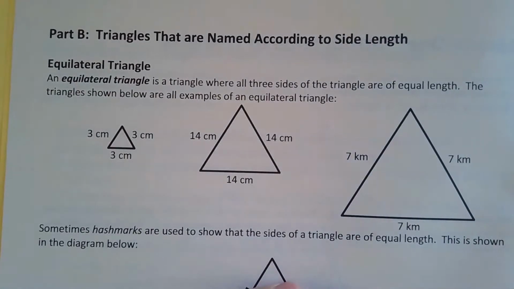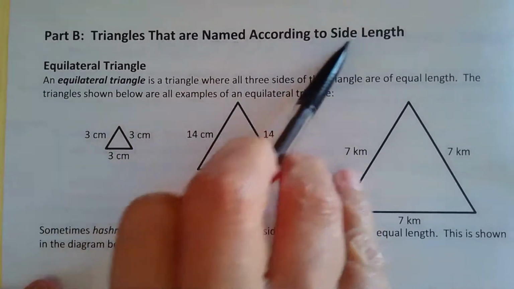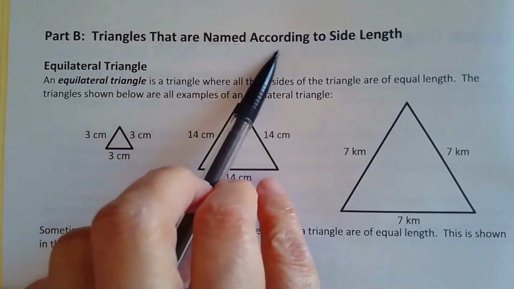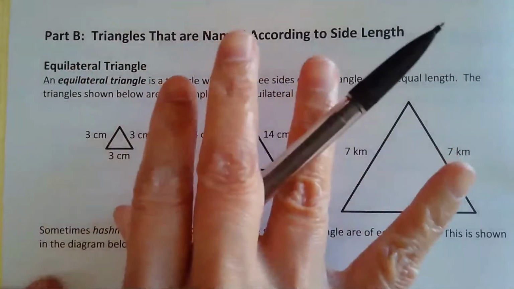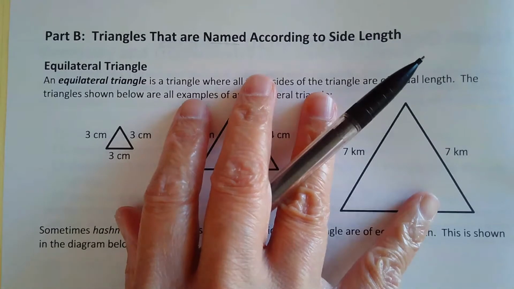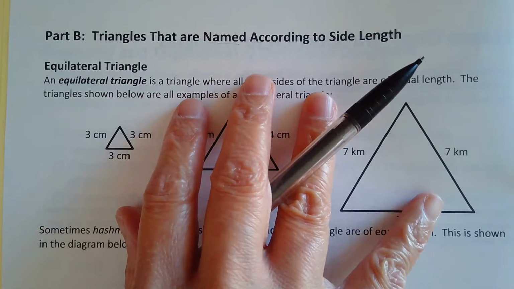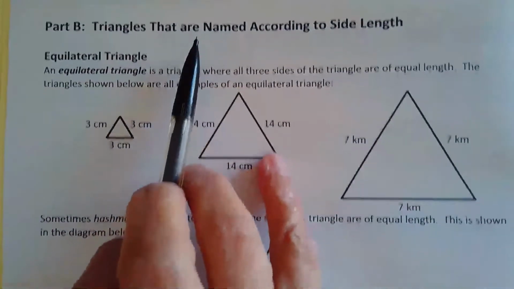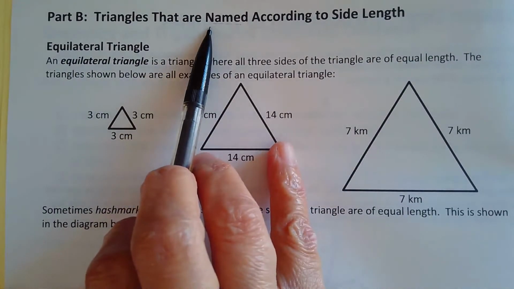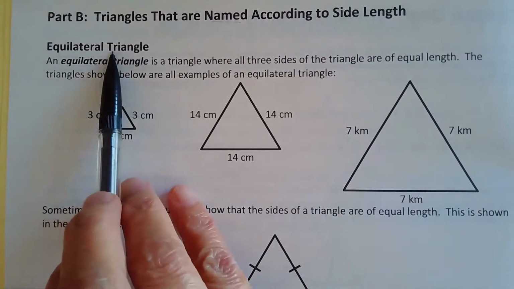Part B looks like this. Triangles that are named according to side length. So all of these things that we're going to talk about are all triangles, but they have a specific name depending on their side length, depending on their characteristics, right? So the very first one that we're going to talk about is the equilateral triangle.